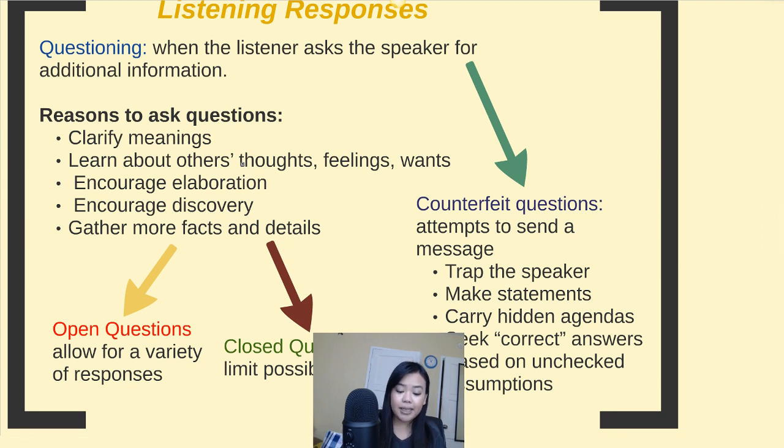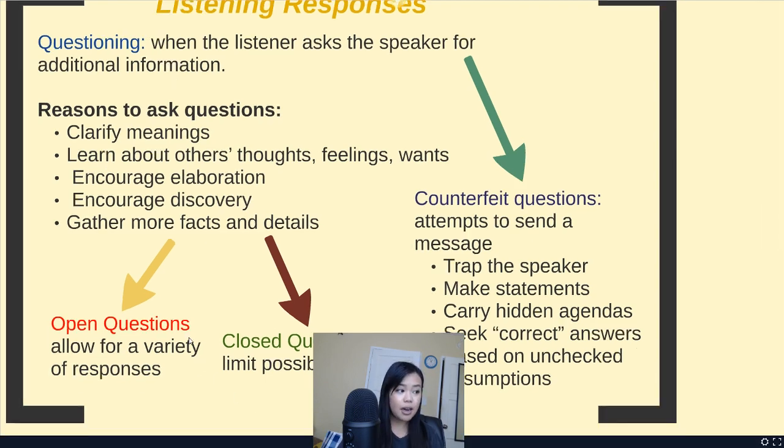Sometimes the other person might describe something that is happening to them, and you might want to know, well, how do you feel about that? And so you might ask, well, how does that make you feel? Or how did you react in that situation and why? So you might encourage them to speak more by asking these kinds of clarifying questions where you encourage them to elaborate, to discover, to talk more. Or you just want more facts and details, right? You want more from their story or from their conversation.